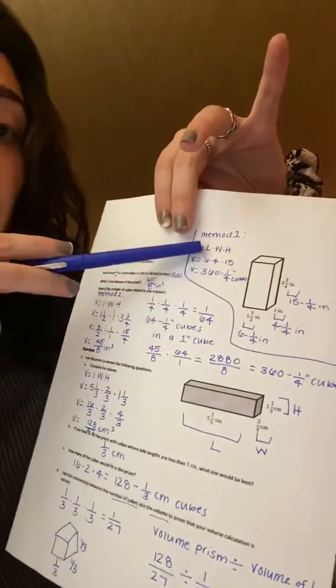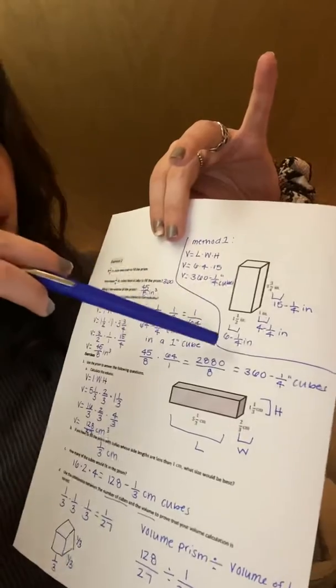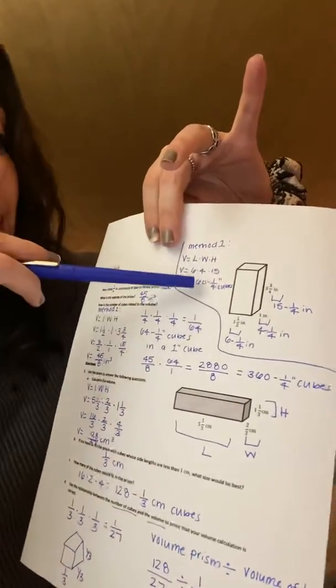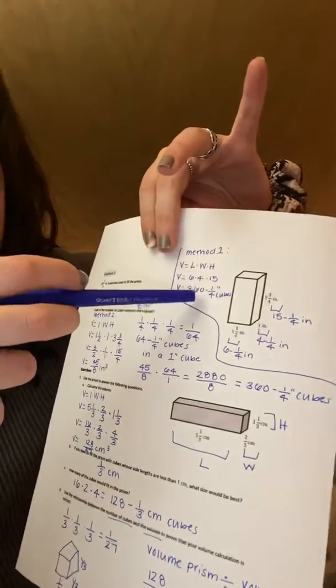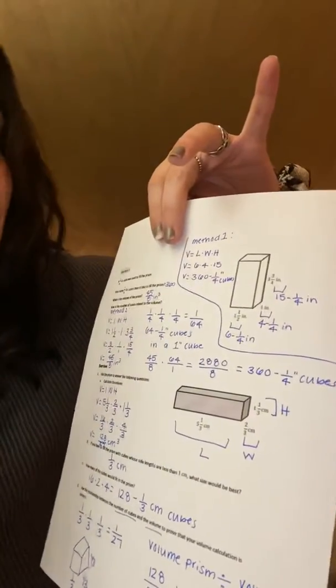So I put down my formula. I have V equals length times width times height. And then I plugged in that 6, that 4, and that 15. So I did 6 times 4 times 15. I got 360 1/4 inch cubes as my answer for that.